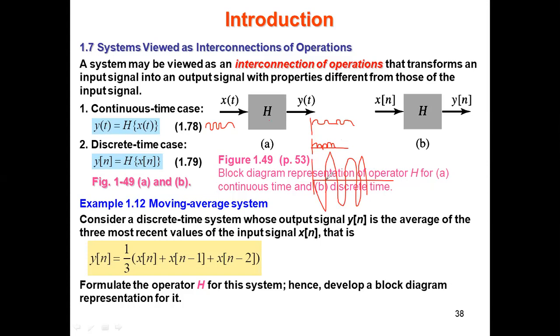So whatever output you're getting will have different properties than the input. That's a system. Usually the input is represented by x of t or x of n, and the output is represented by y of t or y of n. The action of the system is represented by H. Whenever we write H and then a bracket x of t, that means this particular system H acts upon the input x of t to give you the output y of t.